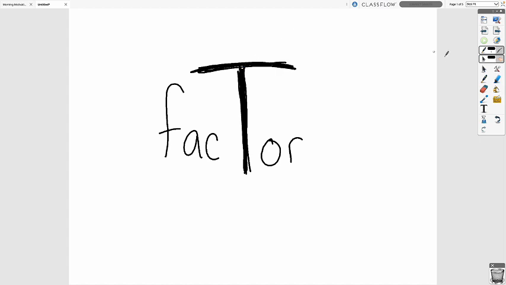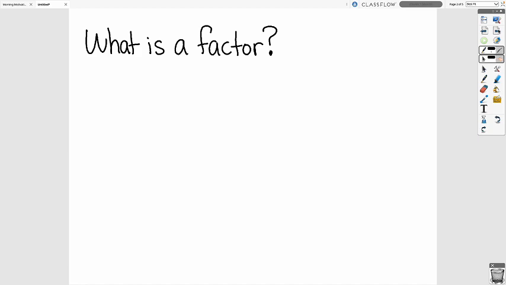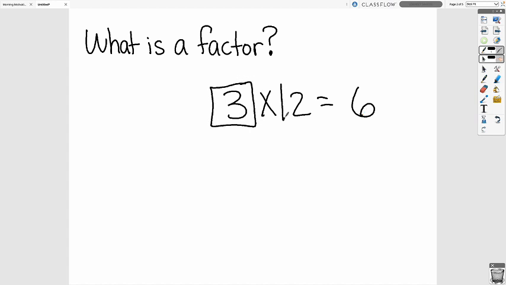We have this T kind of in the middle of that word factor. So before we can determine what the factors of a number are, let's make sure that we understand what a factor is, and that is just truly understanding the definition. Let's say I have 3 times 2 equals 6. Your factors are the two numbers that you multiply together, and they give you your product. So in this case, the product for this problem is 6, but the factors are 3 and 2.